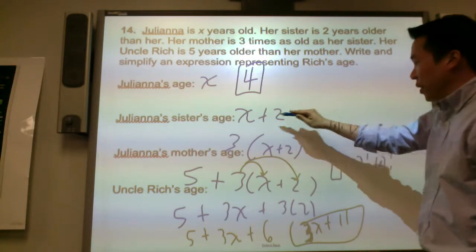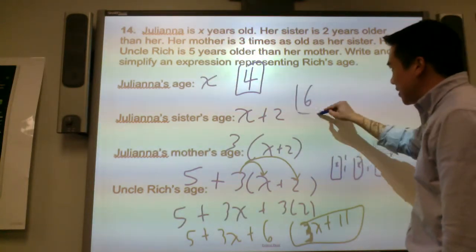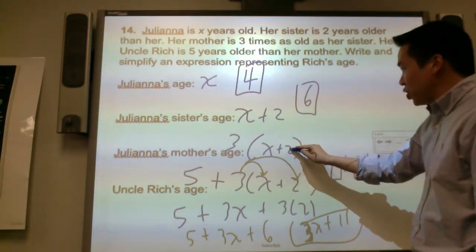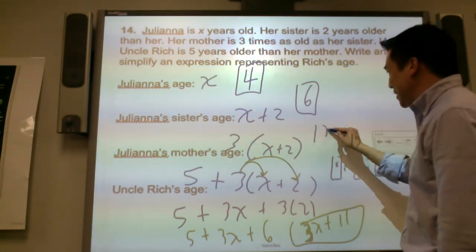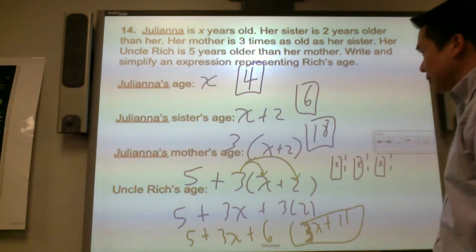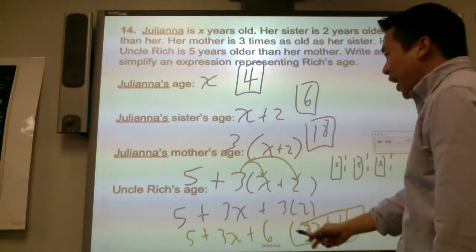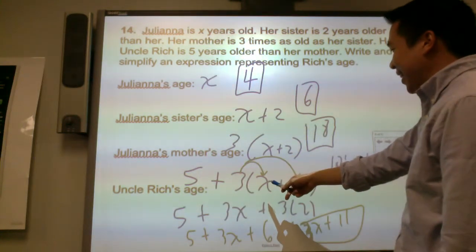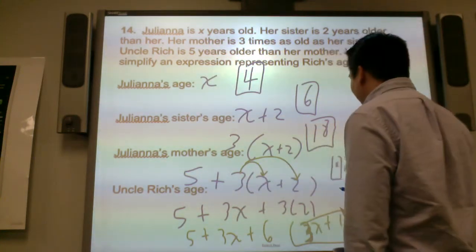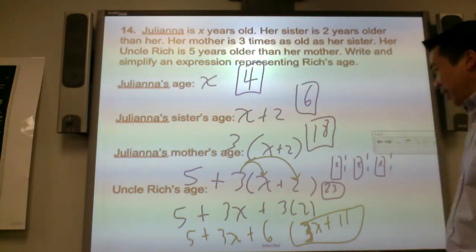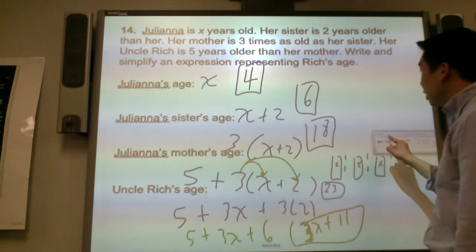So what happens if Juliana is 4 years old? Her sister will be 2 more, 6. Her mom is 3 times that sister, so 4 plus 2 is 6. 3 times that 6 is 18. Oh goodness, that's a very young mom. And then Uncle Rich is 5 more than this, 23. What a really young family. So what we did in here is we learned how to group stuff.